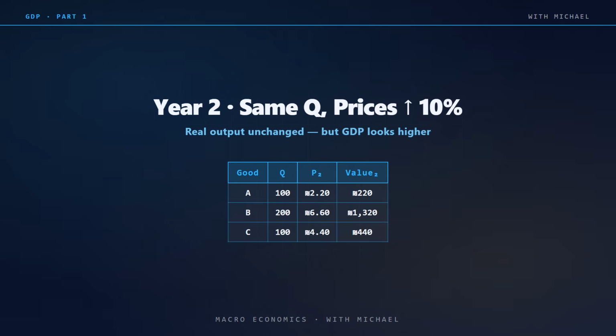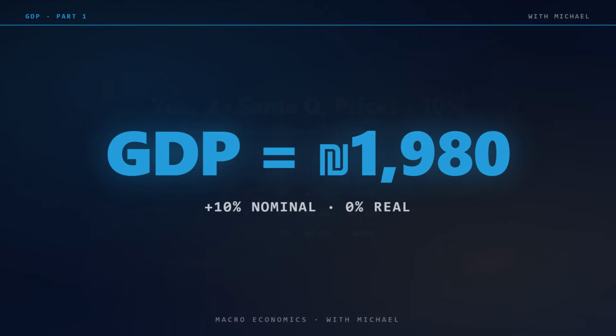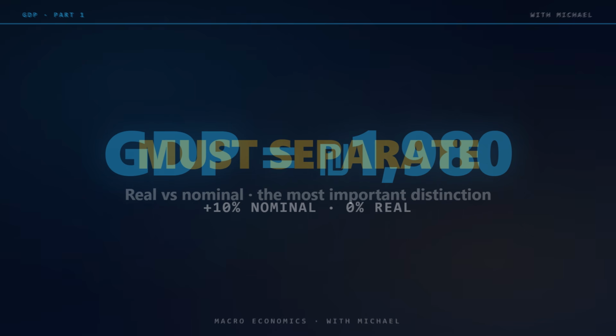This is why we have to distinguish nominal GDP from real GDP. Nominal GDP uses current year prices and reflects both quantity changes and price changes. Real GDP uses constant base year prices and reflects only quantity changes. For policy analysis, for tracking whether the economy is actually growing in physical output, real GDP is the right measure. Nominal GDP is misleading whenever inflation is significant. We will explore the deflator concept and real growth rates in greater detail in Part 2 of our series.